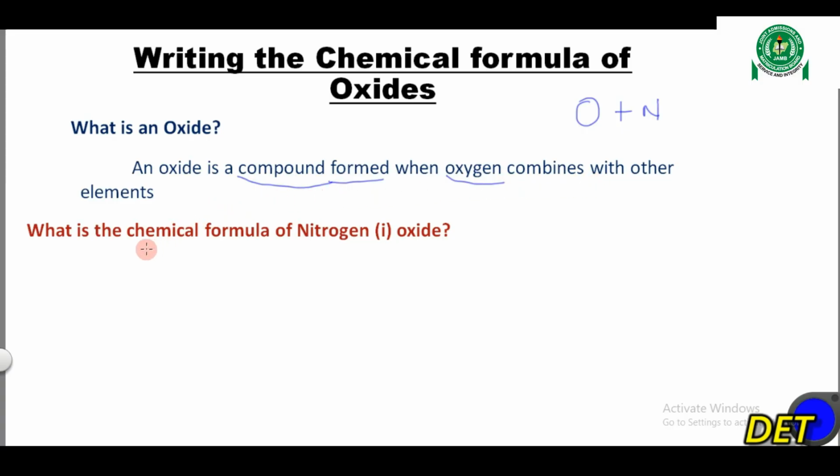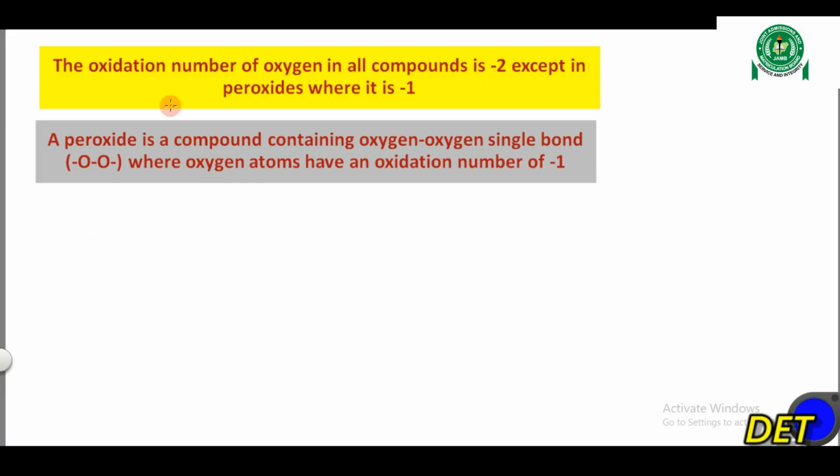So the first example that we have here is what is the chemical formula of nitrogen 1 oxide? How do we write the chemical formula of nitrogen 1 oxide? To write the chemical formula of an oxide, the very basic fact that you should know is that the oxidation number of oxygen in all compounds is -2, except in peroxides where it is -1.